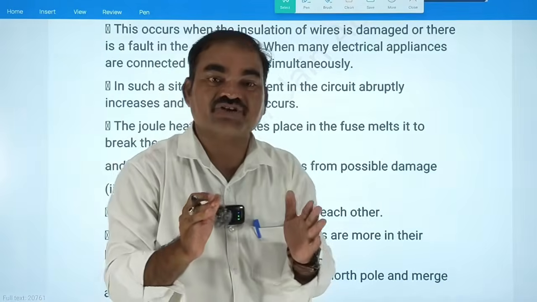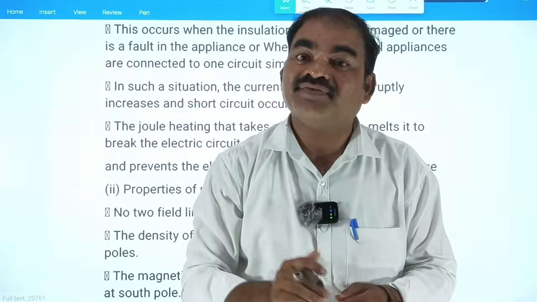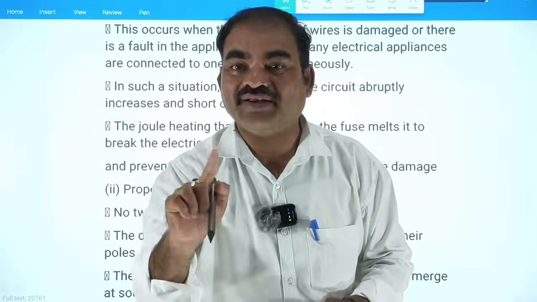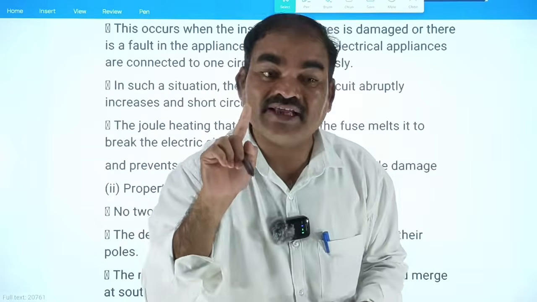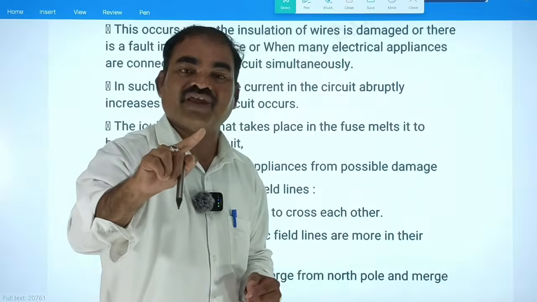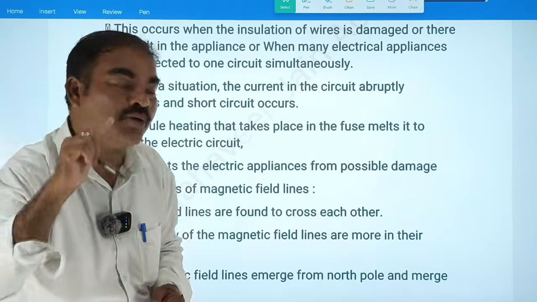In such a situation, a sudden increase of current will be there, and the fuse is going to melt. Always the fuse wire will be of low melting point, whereas tungsten, which we have discussed, is of high melting point. Whereas the fuse is of low melting point.